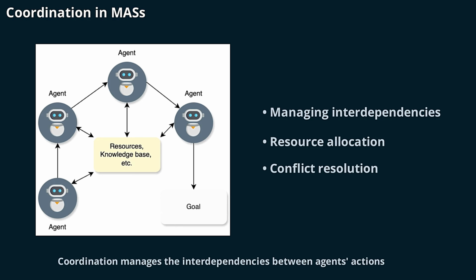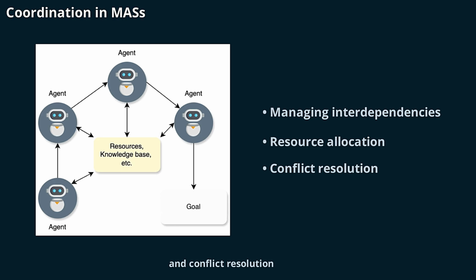Coordination manages the interdependencies between agents' actions. In manufacturing, for example, robots must coordinate to use shared resources efficiently and avoid conflicts. Coordination mechanisms include task scheduling, resource allocation, and conflict resolution, ensuring smooth and efficient operations within the system.